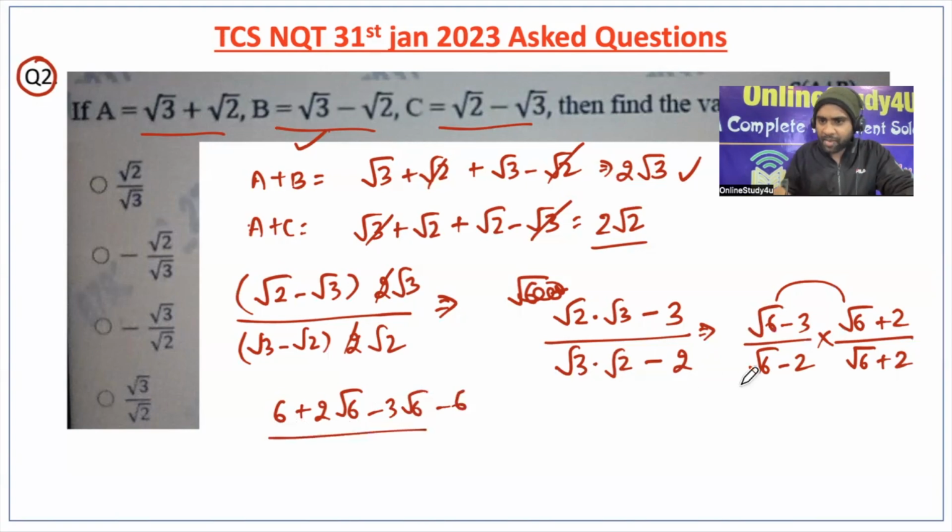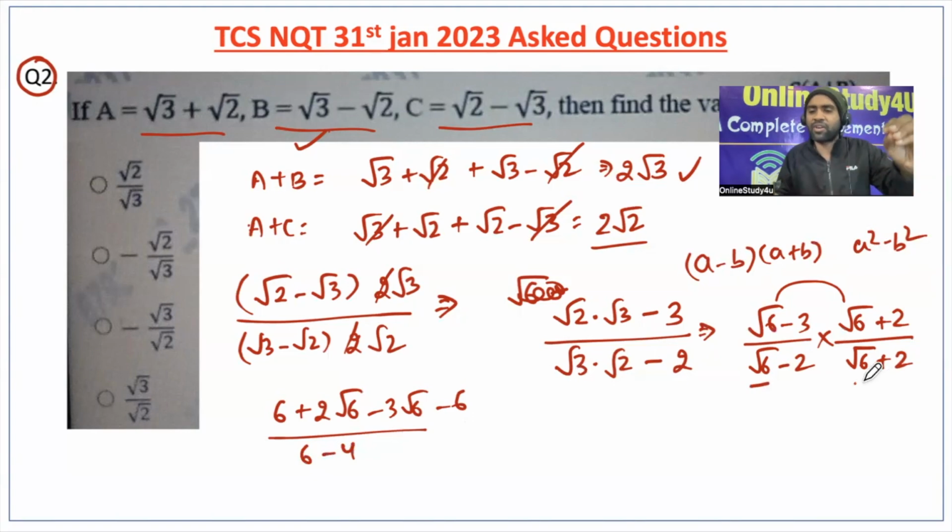6 divided by, so this is a minus b and into a plus b, so it will become a square minus b square. So this will become 6 minus 4. So square root of 6, square root of 6 square will give you 6 minus 4, right? Okay, so this is algebra. 6 and 6 cancelled, and here we will be having minus root 6, okay, because minus 3 root 6 and plus 2 root 6 is minus root 6, divided by 2, right?